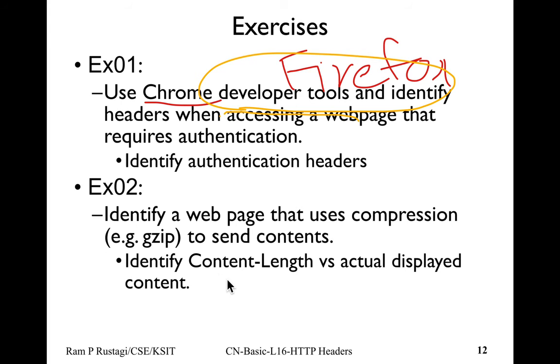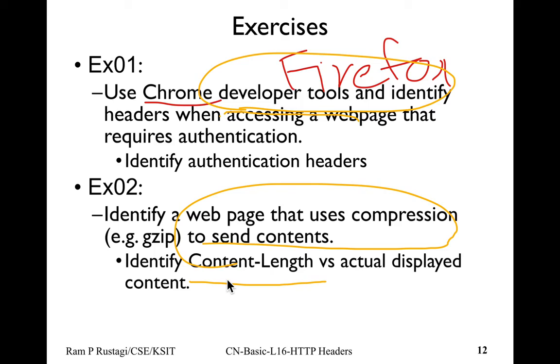The second exercise is to identify a web page which gives you compression. Some sites don't give you compression, some do. Browsers typically understand it, so look at how content length works. Using wget, you can save the content as it is, uncompress it, and then see the actual content that is coming. That's how this works.